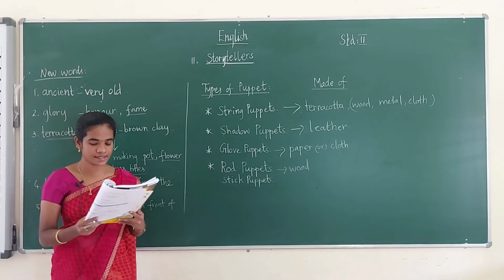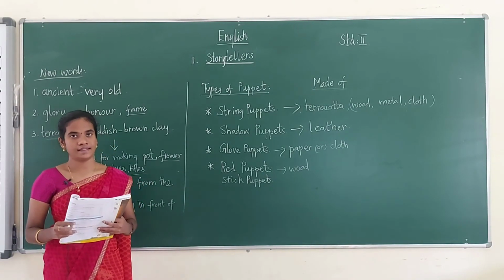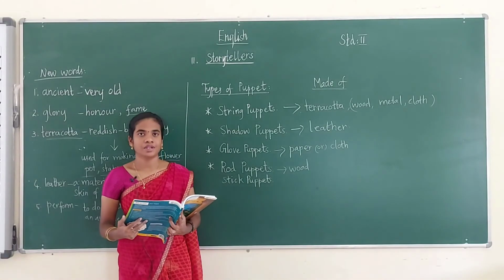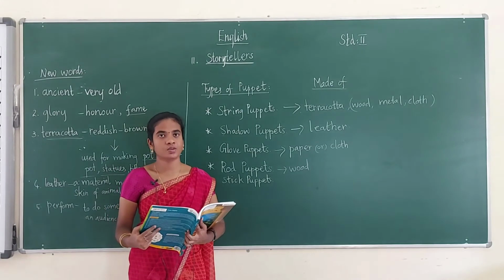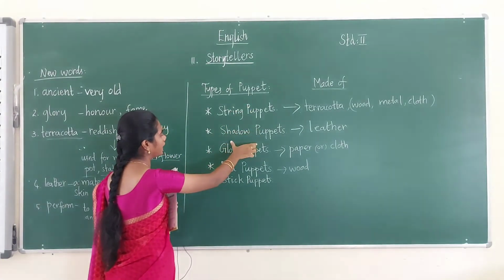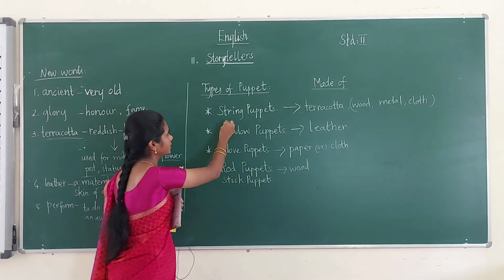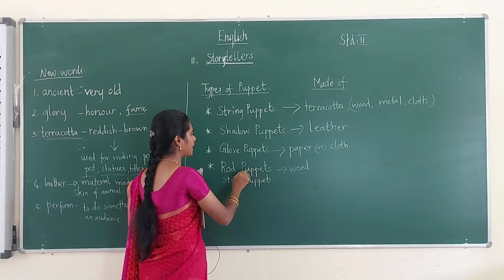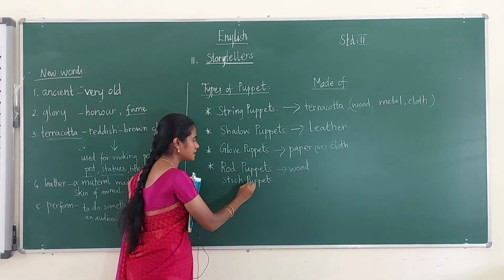Okay, so this is the end of the lesson. Students, are you clear with the lesson? Now in this lesson, what are the things we have seen? We have seen the 4 types of puppets. They are string puppets, shadow puppets, glove puppets, and rod puppets. The other name of rod puppet is stick puppets.